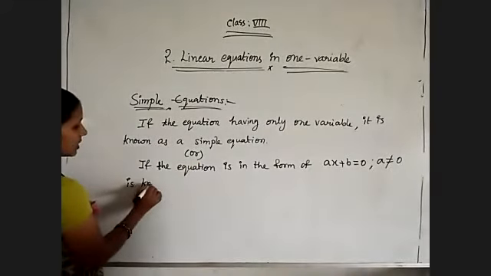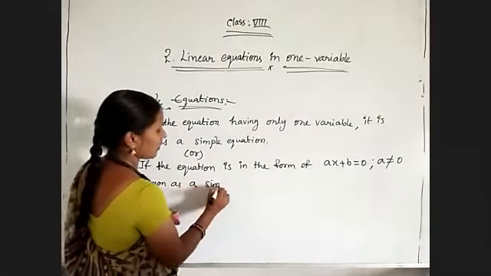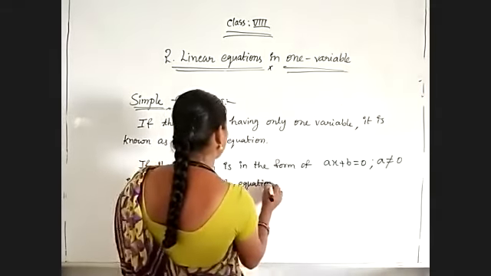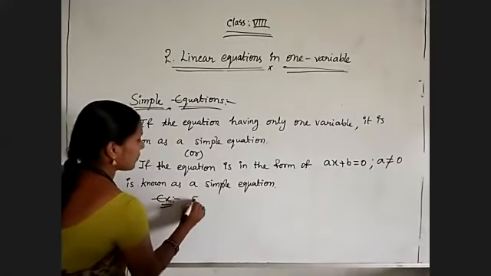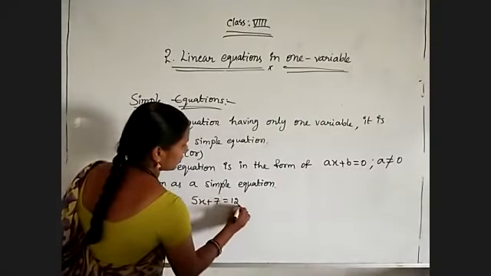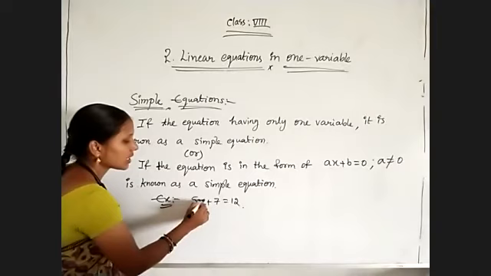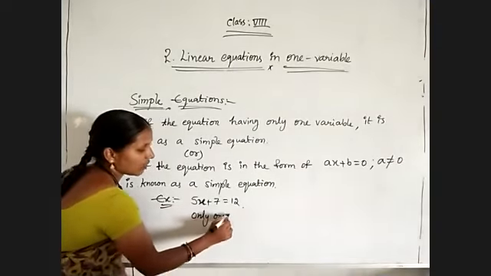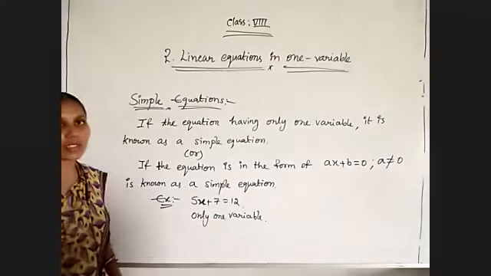It is known as a simple equation. So the best example is 5x plus 7 is equal to 12. So like this, one of the equations I have. This equation has only one variable. Only one variable, so it is a simple equation.